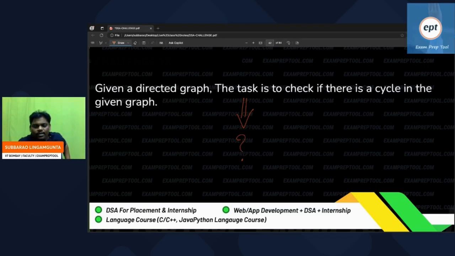I have here one directed graph. If you want, you can say undirected graph also. Directed graph or undirected graph, you have to verify whether the given graph contains a cycle or not. How will you solve this problem? It's one of the well-known problems. Right? Please, can you try this?